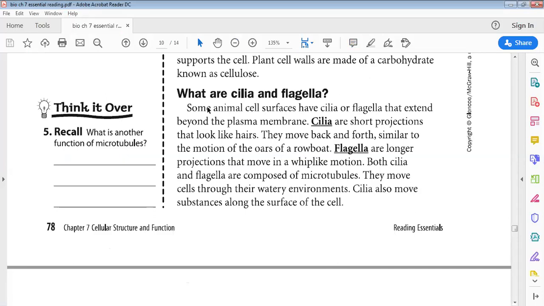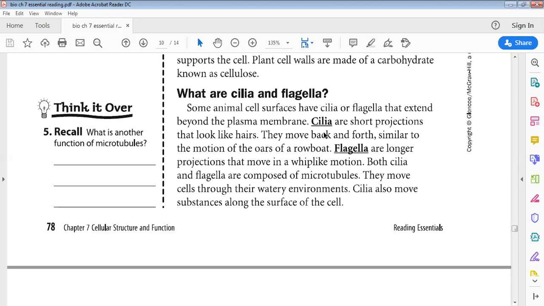What are cilia and flagella? Some animal cell surfaces have cilia or flagella that extend beyond the plasma membrane. Cilia are short projections that look like hairs. They move back and forth similar to the motion of the oars of a rowboat. We saw it in the video, small hairs, like a small string or rope.